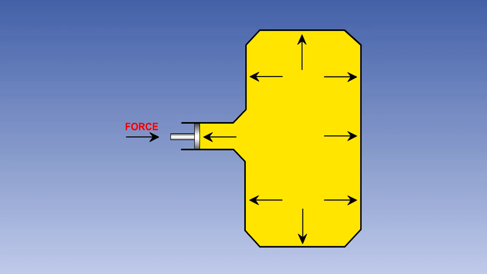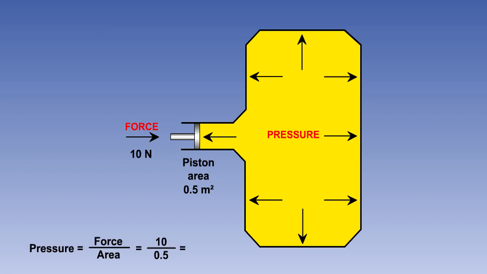Let us now go back to Pascal's law. Pascal stated that if a force is applied to a liquid in a confined space, then the resulting pressure will be felt equally at all points. If in the diagram the force applied is 10 newtons, and the area of the piston is 0.5 square metres, then the pressure will be 10 divided by 0.5, which equals 20 newtons per square metre, or of course 20 pascals.